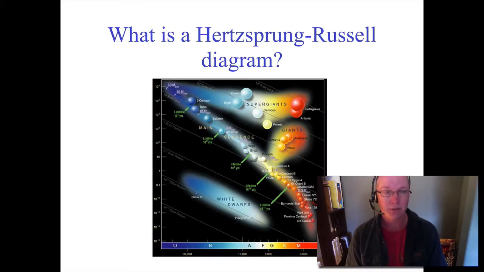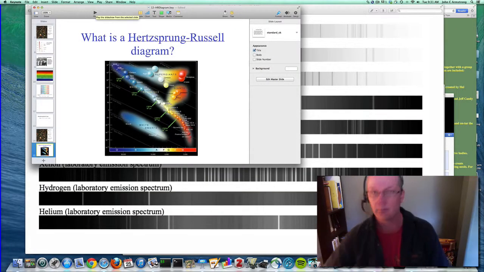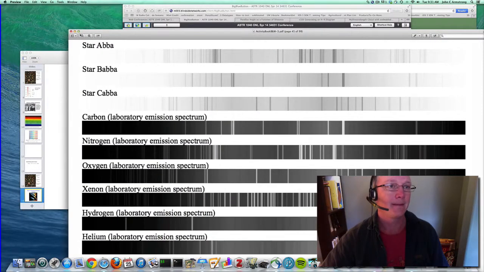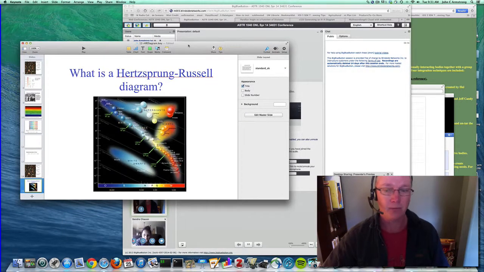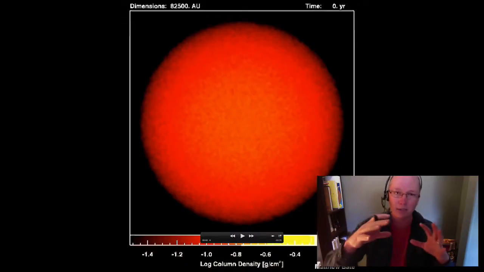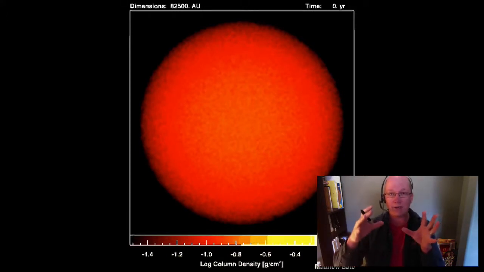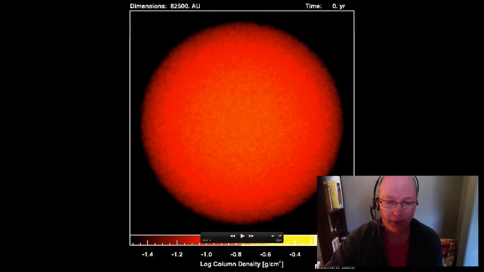Okay, before I move on to the Hertzsprung-Russell diagram, I want to show you one thing, and that is a movie of star formation, because we want to see how these stars form. So what you're seeing here is a cloud of dust and gas that, when I hit play, is going to start reacting gravitationally. It will begin to collapse, and you'll see what happens when we do that.